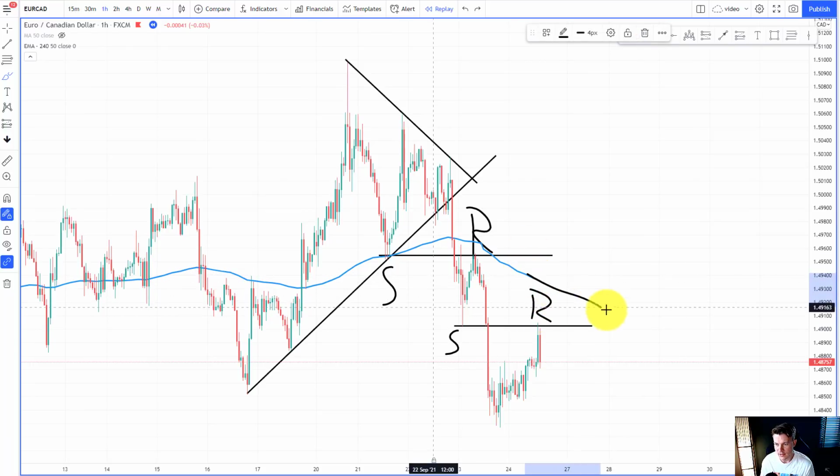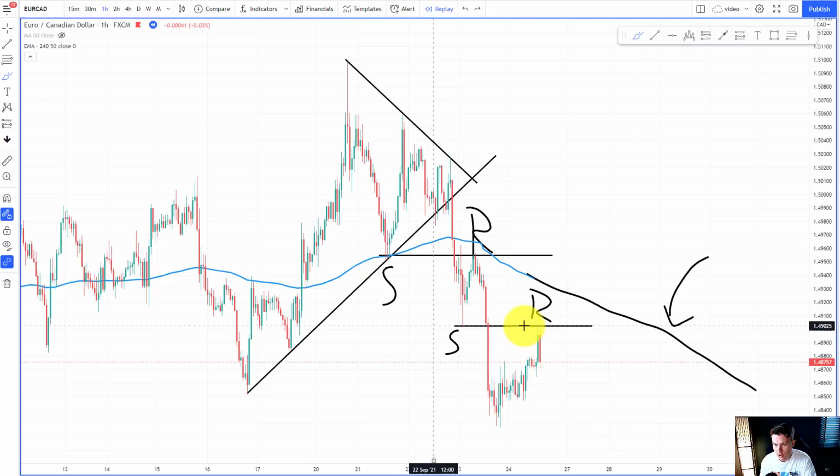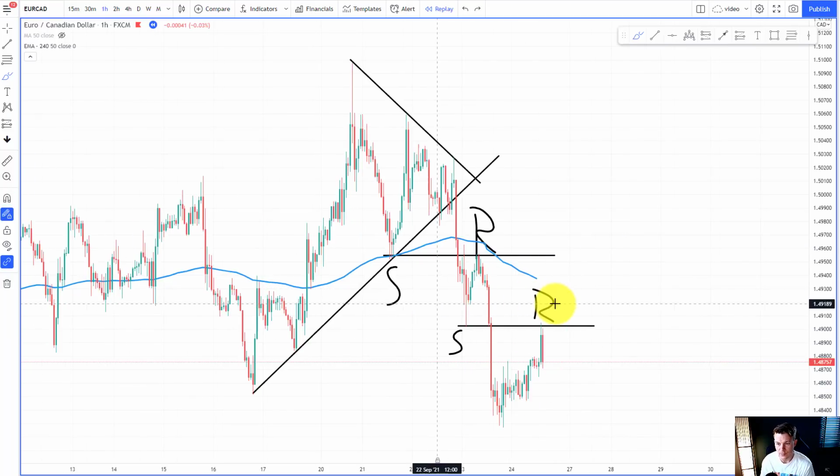Maybe in the future, as the trend is progressing, the moving average can also be used to time your trades, because sometimes when the trend continues, we will see retests of the moving average. Not only retests of previous swing highs and lows, but also the moving average can often be used. So let's actually see what the market is doing.